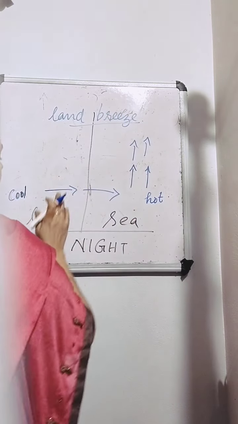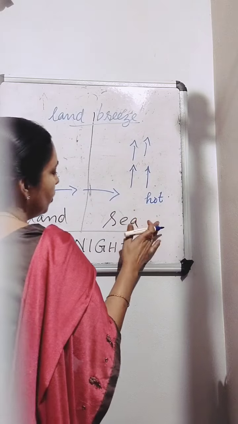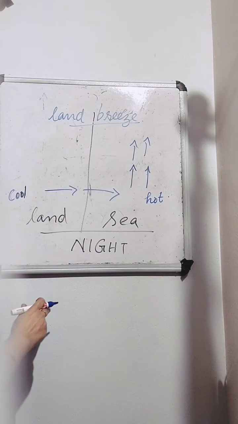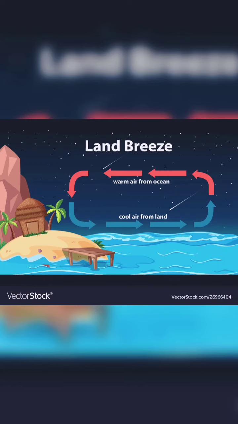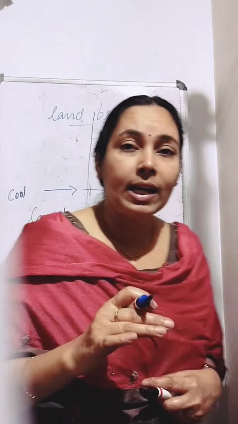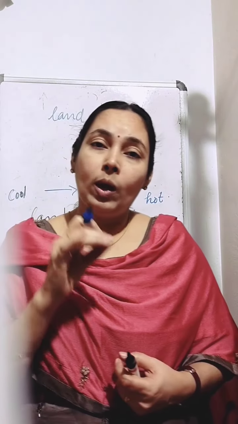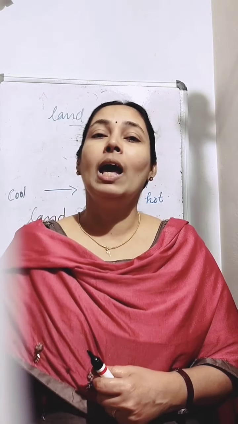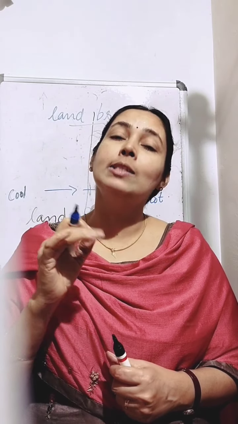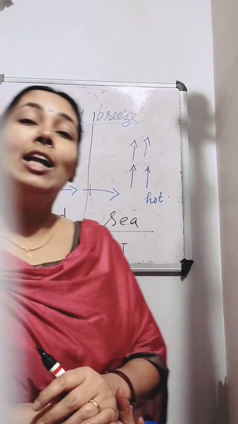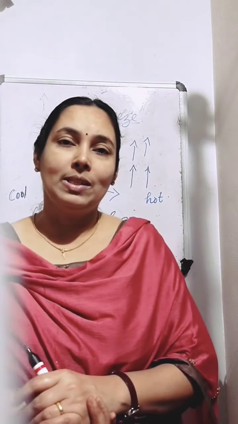Okay, so land breeze means cool air moves from land to sea and it is taking place during night. So during daytime, what happens? Cool air flows from sea to land. That is sea breeze. And during night, what happens? Cool air moves from land to sea. And that is called land breeze.